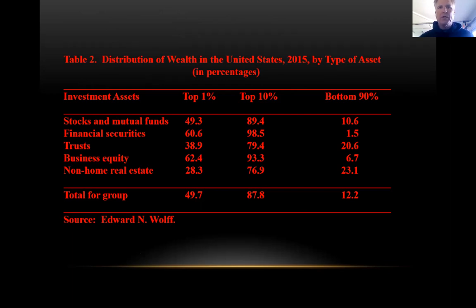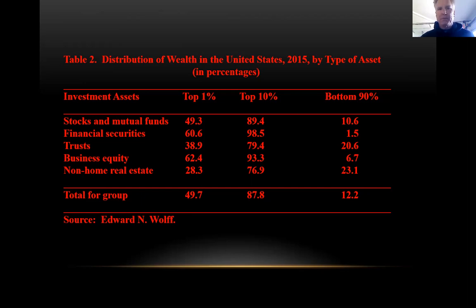As I mentioned earlier, when we talk about wealth inequality and we're talking about wealth, we're talking about things in addition to income. So those things include stocks and bonds, financial securities, trusts, business equity, non-home real estate, and also housing. Things that you own are part of your wealth. Some of the more important indicators or sources of wealth and investment assets are stocks and bonds and that kind of thing.